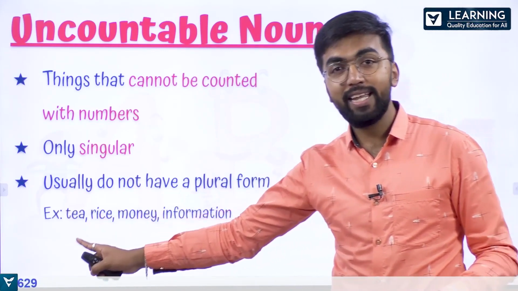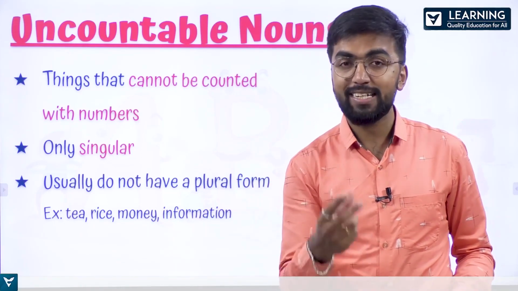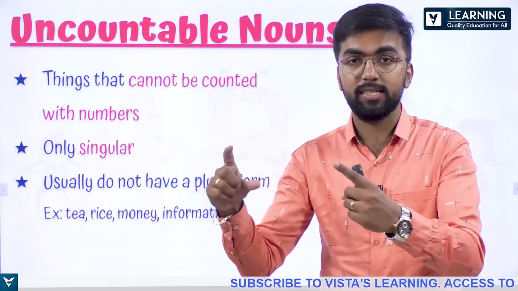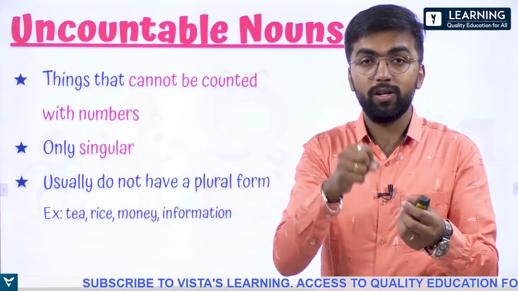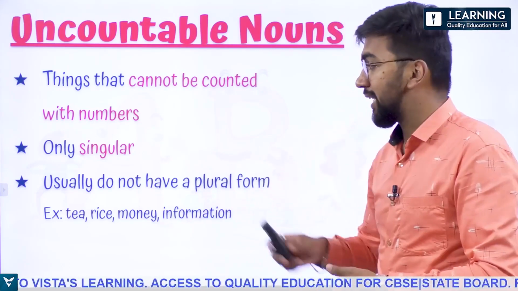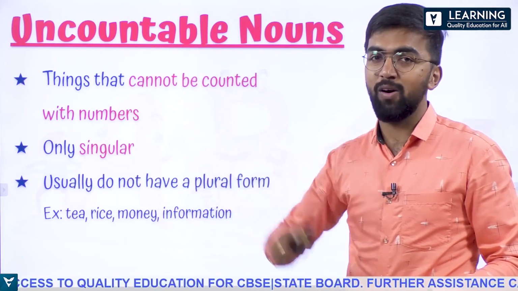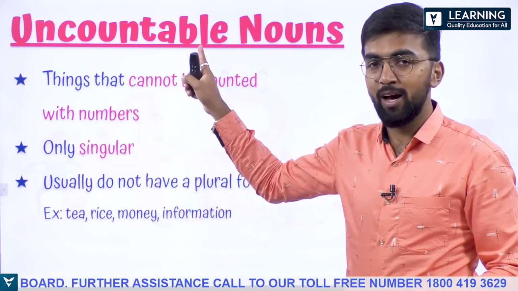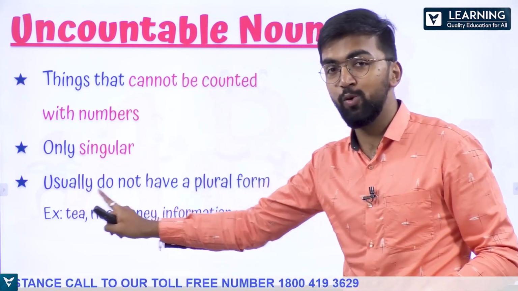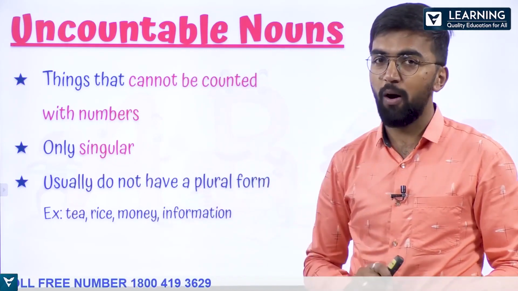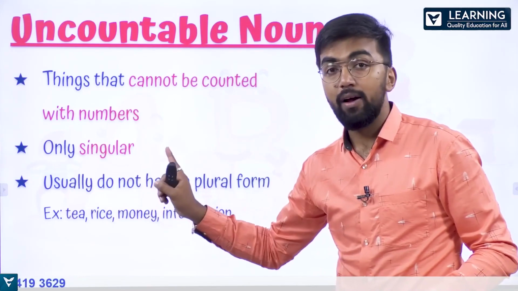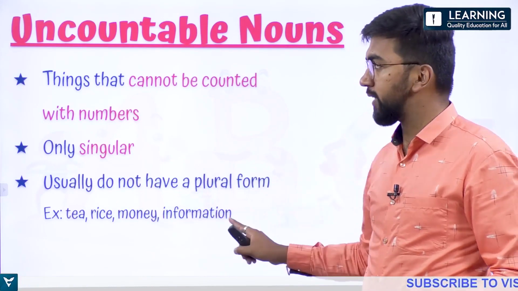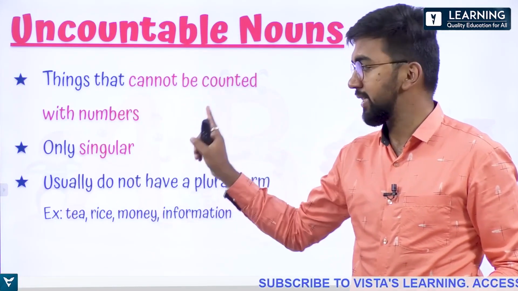Example: tea. Can you count tea? We can count cups of tea or glasses of tea, but we can't count tea. Hence, tea is an uncountable noun. Now, is tea singular or plural? Uncountable nouns are only singular and usually do not have a plural form. Hence, tea, rice, money, information, all of these are uncountable nouns, hence in the singular form.